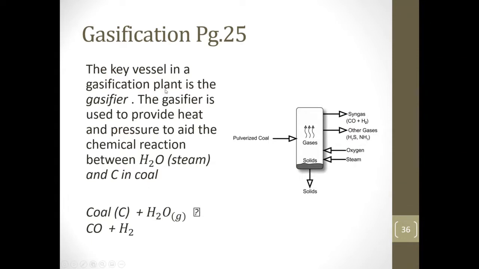The key vessel in the gasification process is called the gasifier. The gasifier is used to provide heat and pressure in order to aid the chemical reaction between water in the form of steam and the carbon in coal. So the formula looks like this: coal and water in a gaseous form, call that steam, reacts to yield us carbon monoxide and hydrogen gas. You should be able to recognize this formula here as gasification. And this is a little bit more complicated cartoon version of it here, basically. But heating up pulverized coal under pressure and no fire will make it give off that carbon monoxide and that hydrogen, known as syngas, that we use.